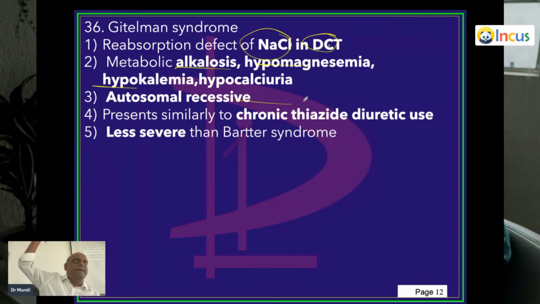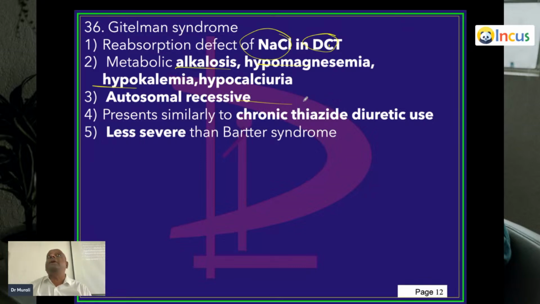In Bartter, hypercalciuria. In Gitelman, hypocalciuria. But what is common between the two? Hypokalemia is common between the two. What is additional in this? Hypomagnesemia is additional in Gitelman.